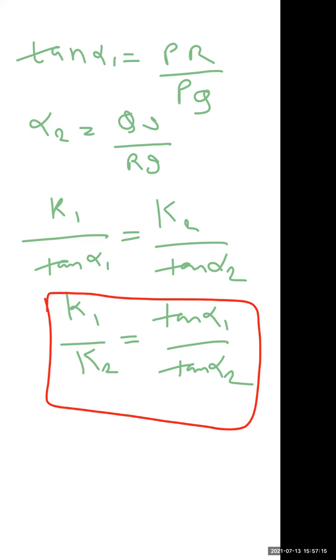So if K1 is greater than K2, then alpha 1 is greater than alpha 2, and the flow gets deflected towards the normal. And if K1 is less than K2, then alpha 1 is less than alpha 2, and the flow gets deflected away from the normal.